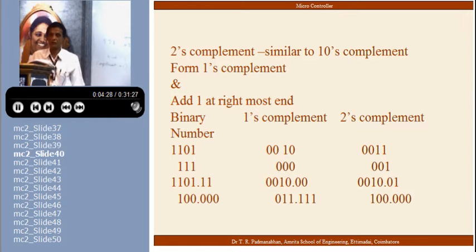Here it is 1, 1, 1, no more. So see, this one is 1, 1, 1. For 1's complement, every bit is complemented. To that I added 1, and I got the 2's complement. Same way with other numbers. Is that okay?